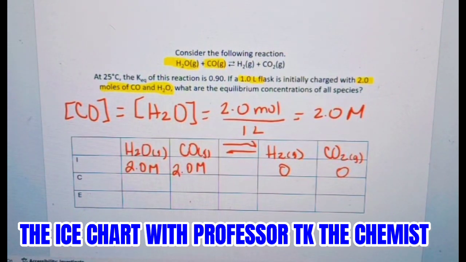Now, when you look at the change or the C, what was consumed? Because they told you that you had 2.0 moles of carbon monoxide and water, you're going to put a negative X here, okay? That means that because something is consuming, you're going to subtract.